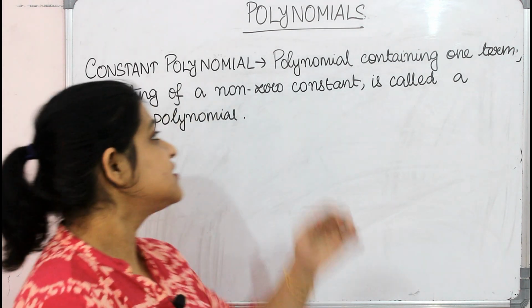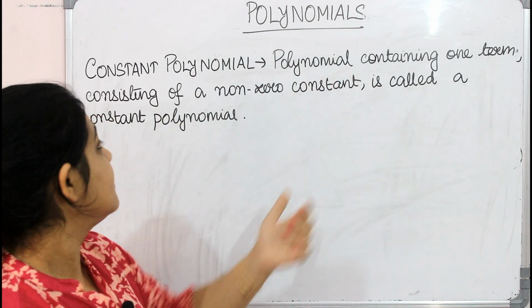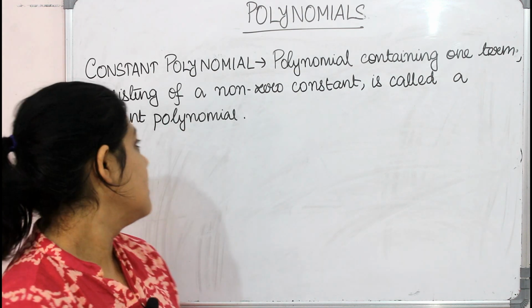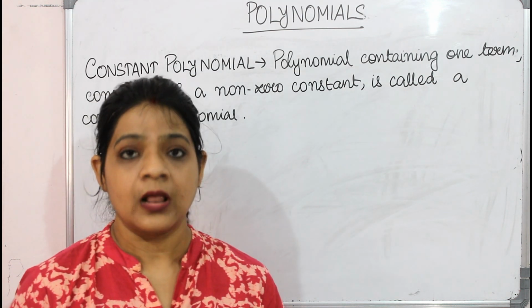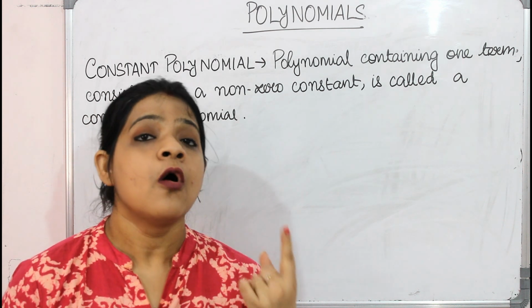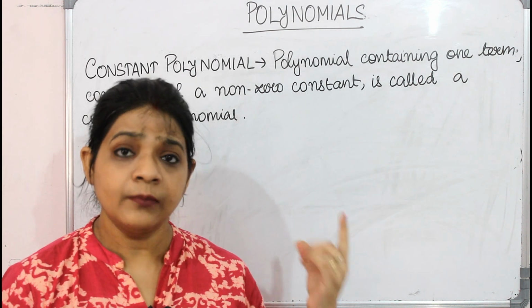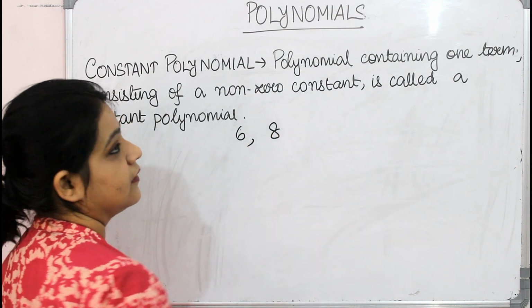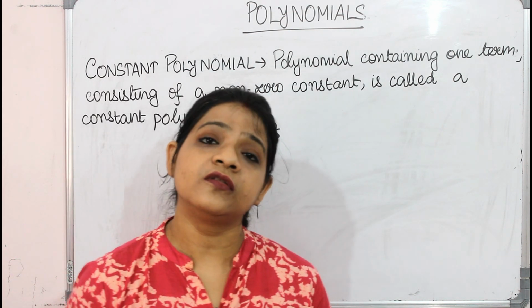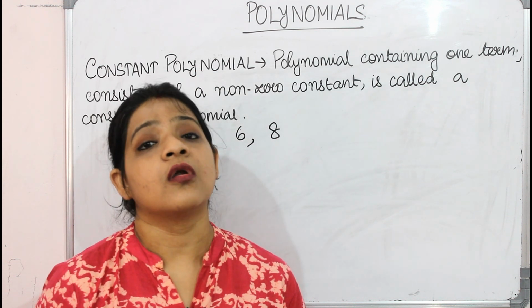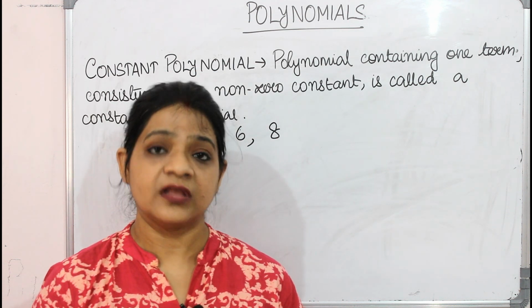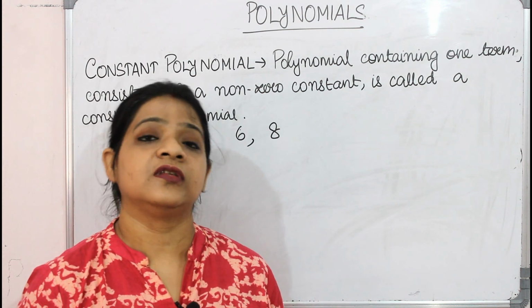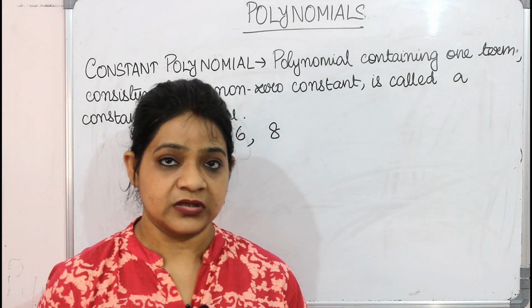Next is constant polynomial. A polynomial containing one term consisting of a non-zero constant is called a constant polynomial. It will consist of only one term, that is a constant, like 6, 8. These are non-zero terms, so these are called constant polynomials. Since it consists of a constant but no variables, these are called constant polynomials.